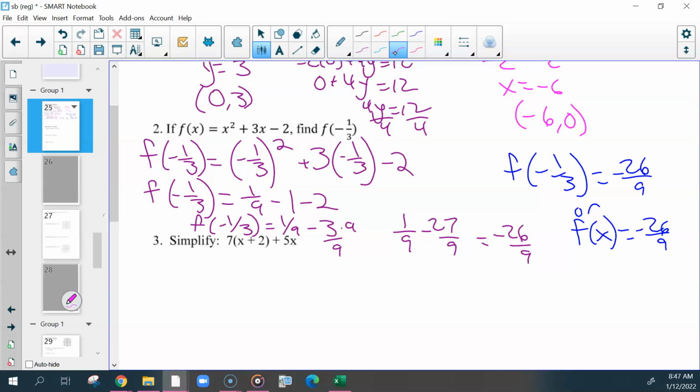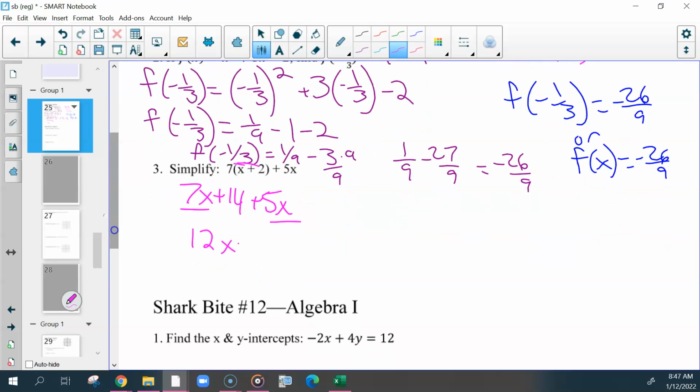Number 3, you just needed to simplify, distribute the 7 to get 7x plus 14 plus 5x. Then combine your like terms to get 12x plus 14.